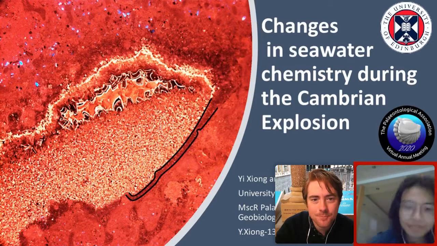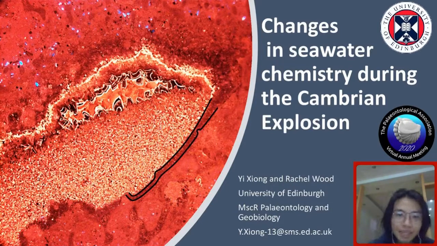Yeah, thank you. Hi, I'm Xiong from the University of Edinburgh. My topic today is about changes in seawater chemistry during the Cambrian Explosion. The Cambrian Explosion, starting at 540 million years ago, is a pivotal event for the evolution of life on the Earth. And what triggered the Cambrian Explosion is a complicated issue involving environmental transitions, ecological opportunities, and genetic development.